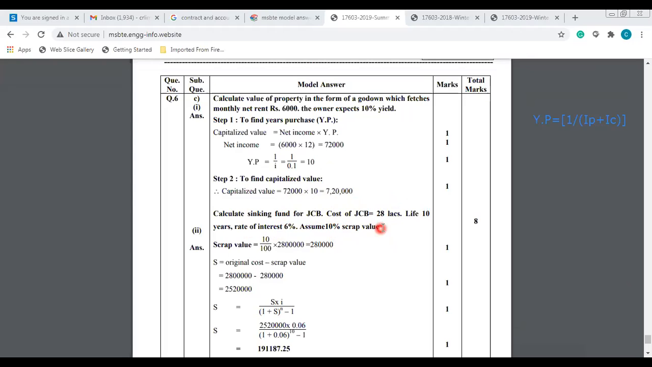What is the cost of JCB? It is 28 lakh rupees. So scrap value is 10%. So 10% of 28 lakh comes as 2 lakh 80,000 rupees. So that is the scrap value. Then what is the sinking fund? S equals the original cost minus scrap value. Original cost is 28 lakh minus scrap value 2 lakh 80,000. So S is nothing but 2 lakh 52,000.